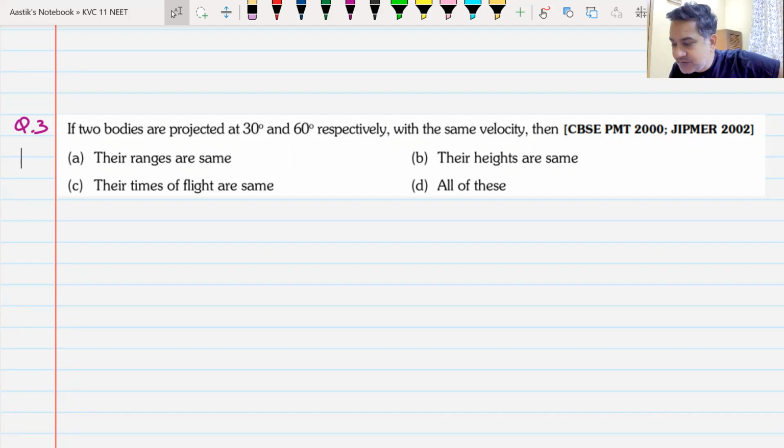Which of the following options is correct? They are thrown with the same speed, but at different angles. Option A, sir. Why is this option correct? Because they are complementary angles. Well done. These are complementary angles.